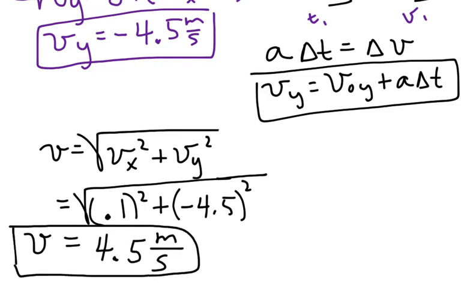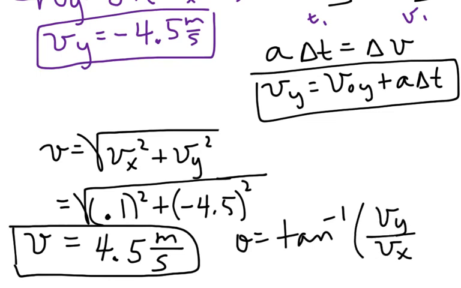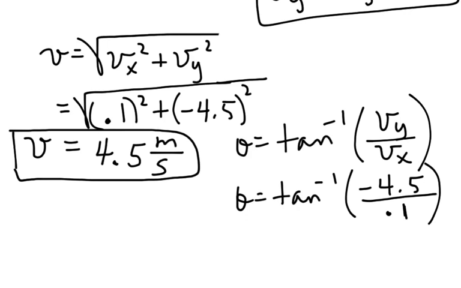But what's the direction? The direction is going to be equal to this angle that I want to solve for, which is the inverse tangent of my v sub y over my v sub x. So my angle is the inverse tangent of negative 4.5 divided by 0.1, and that ends up being the angle of negative 88.7.